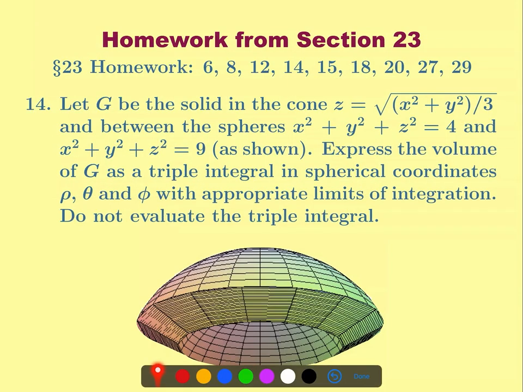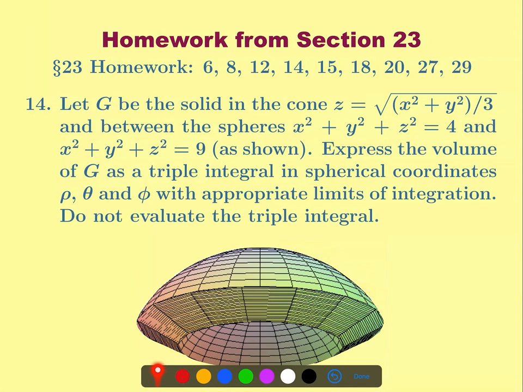The next problem we want to do is express the volume of G in spherical coordinates. So we don't want to evaluate the actual volume, but we want to write it in spherical coordinates. And what is G? Well, we're inside a cone here, and that's going to be the side here, this cone. We're inside that cone, and we're between two spheres, one of radius 2 and one of radius 3. So the inside one has radius 2, and the outside one has radius 3.